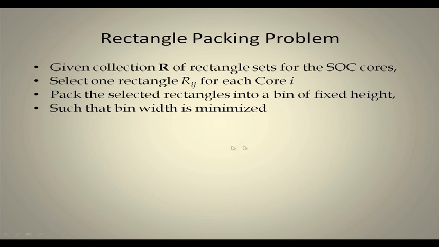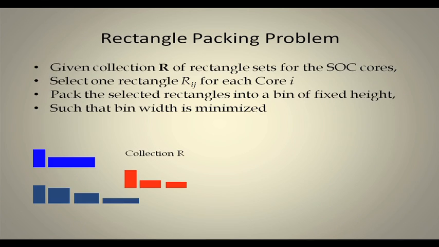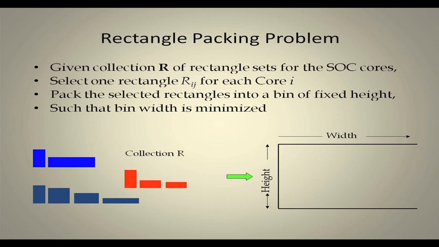Given a collection R of rectangle sets for the SOC cores, select one rectangle Rij for each core i and pack the selected rectangles in a bin of fixed height such that the bin width is minimized. So this height is fixed, which is given by the TAM width, and the bin width has to be minimized, which is basically the maximum test time for any core. So this is the collection that we have, and this is the height. Height is given by the TAM width, and the width is variable. I have to pack one rectangle from each set such that this width is minimized.